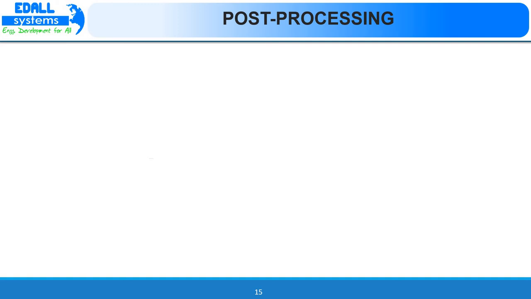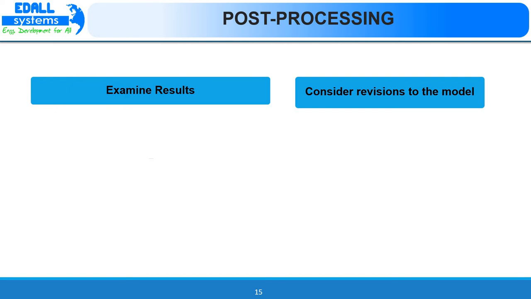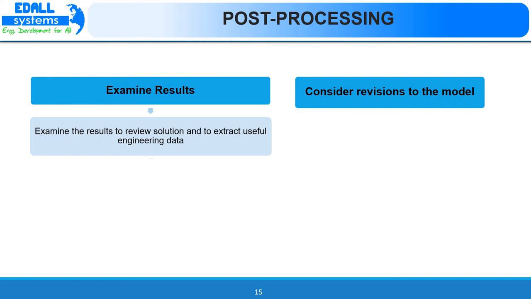The final step is post-processing, which includes examining results and considering revisions to the model. The results are examined to review solution and to extract useful engineering data. Visualization is done. Visualization is useful to answer questions such as what is the overall flow pattern? Is there any separation? Are there any shocks or shear layers formed? Are physical models and boundary conditions appropriate? Are there any local convergence problems, etc.?